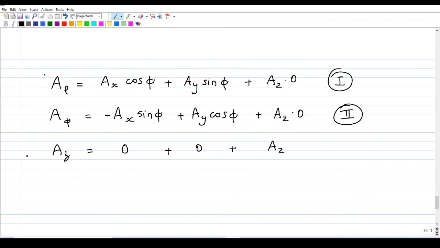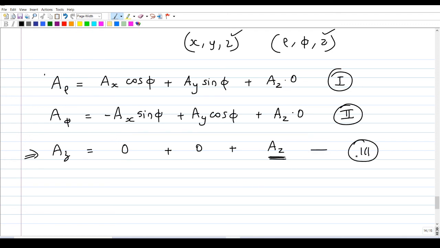And our third unknown AZ is actually same as the Z component in the Cartesian coordinate system. So since we know that in both cylindrical coordinate system and the Cartesian coordinate system, the third coordinate is same. It is the Z coordinate. So there is no change in the Z component of the vector. It is simply AZ. So this is our third equation. AZ is simply equal to AZ in the Cartesian coordinate system.